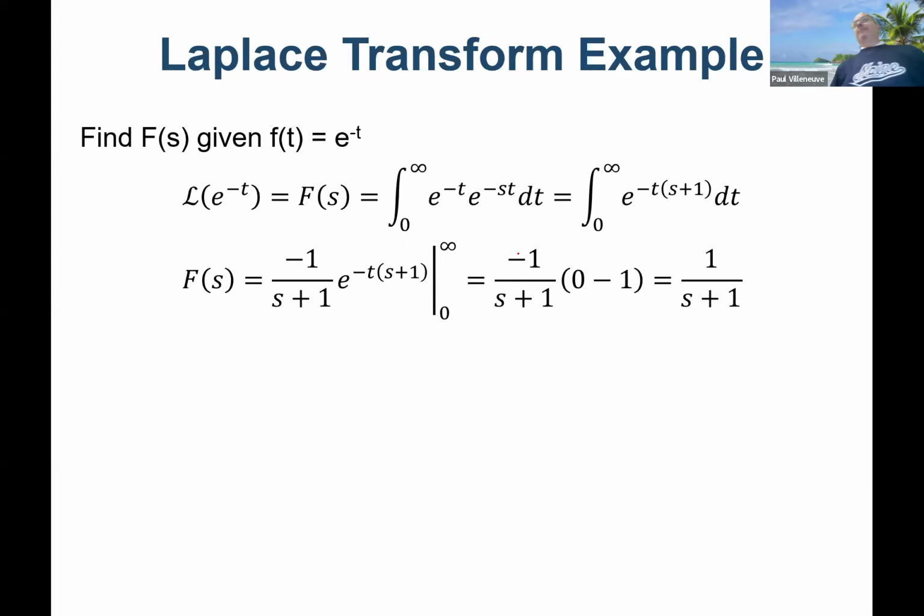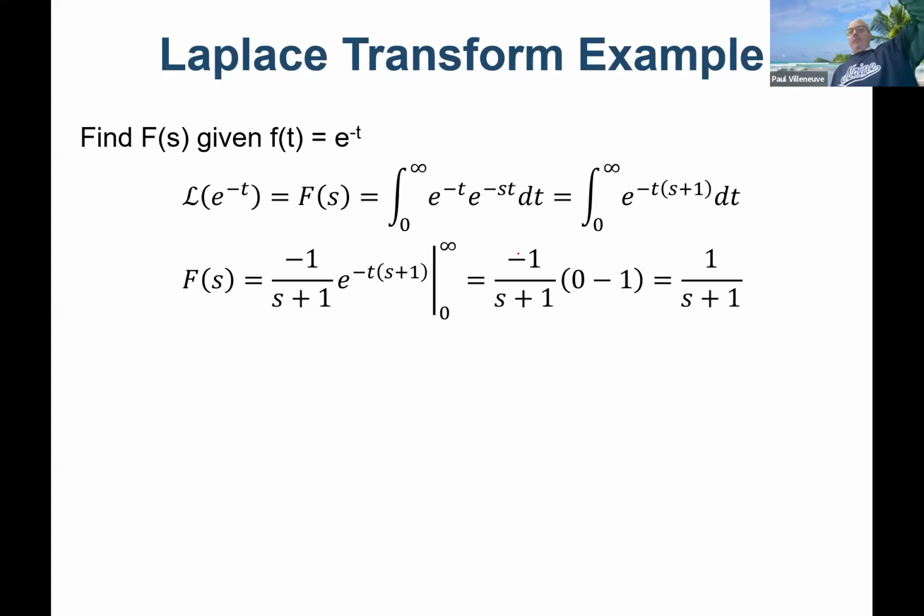So let's do our very first one. Let's find the Laplace domain transform of an f of t, which is equal to e to the minus t. That's a pretty easy one, and you'll see why hopefully in a second. So I'm going to take the Laplace transform of e to the minus t, which is going to be defined again as F of s, and that's equal to the integral from 0 to infinity of e to the minus t times e to the minus st dt.